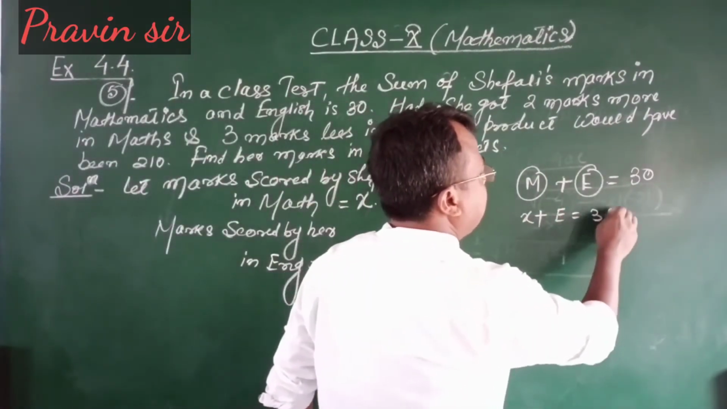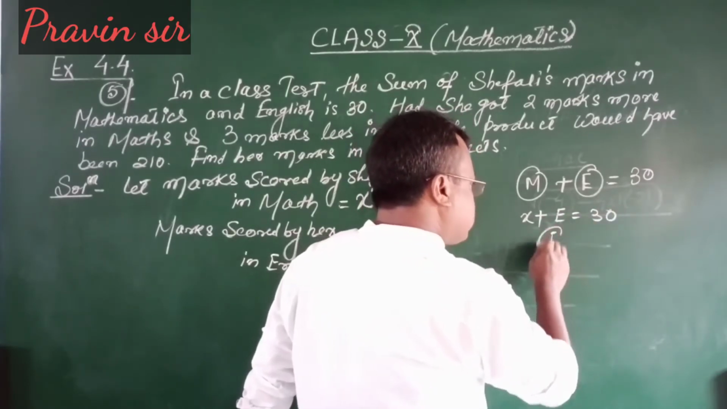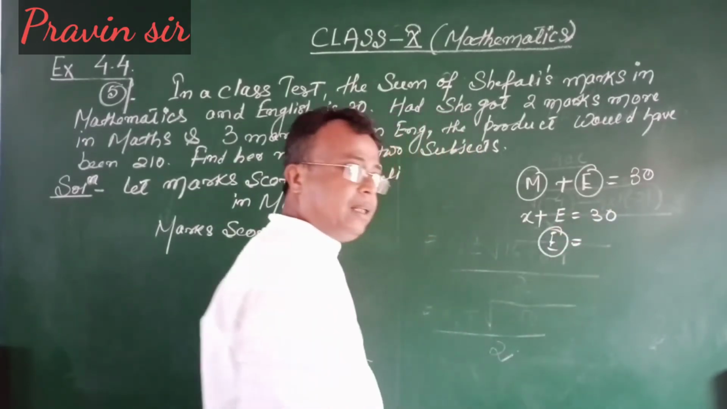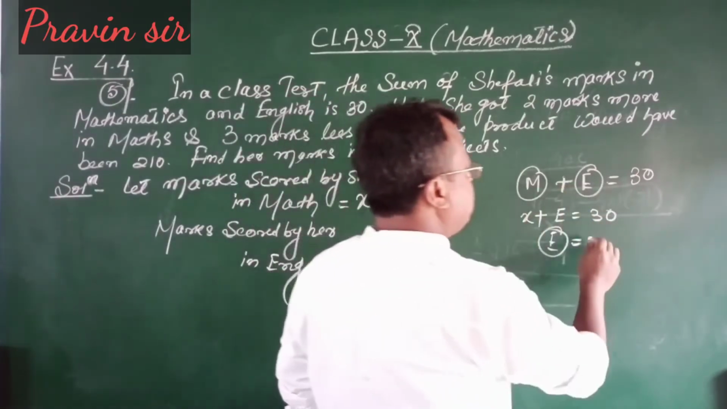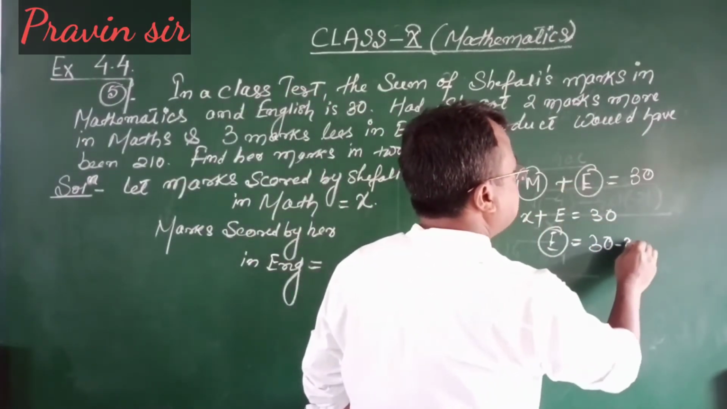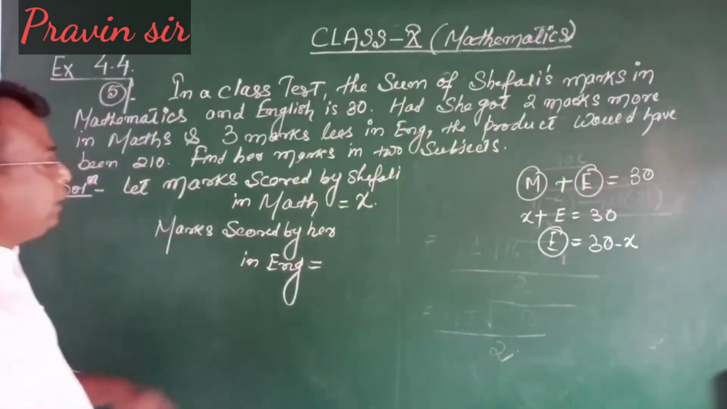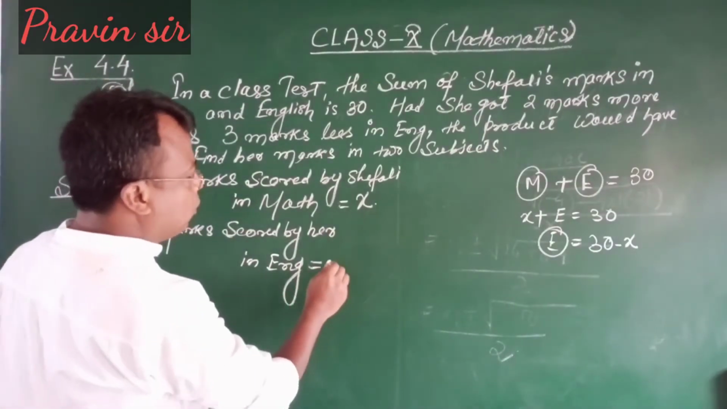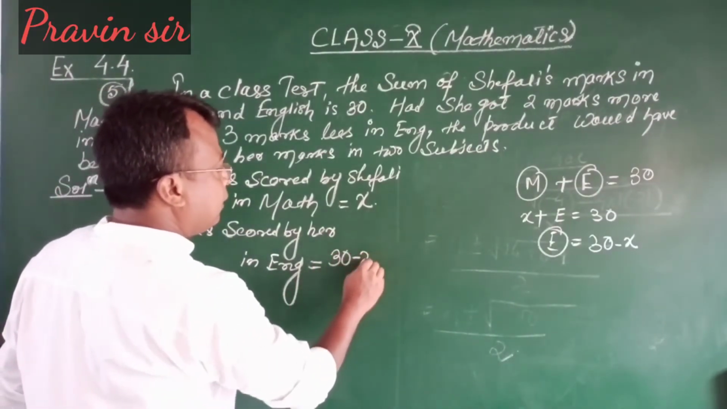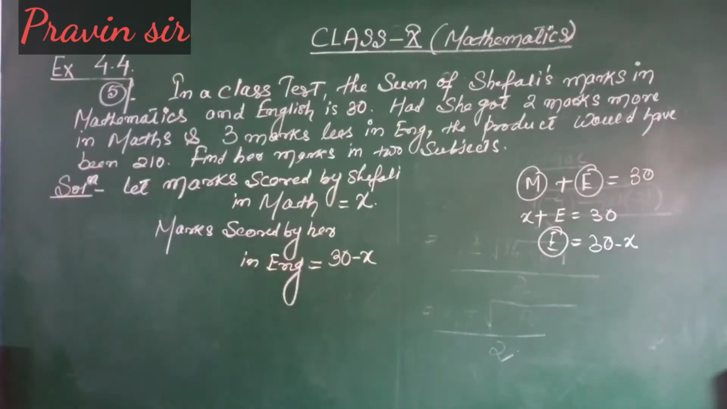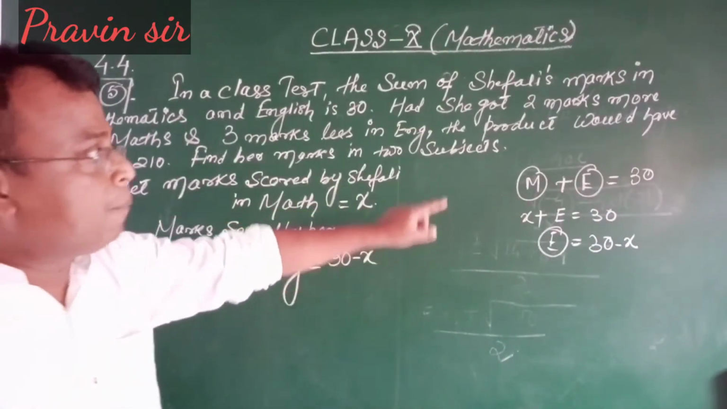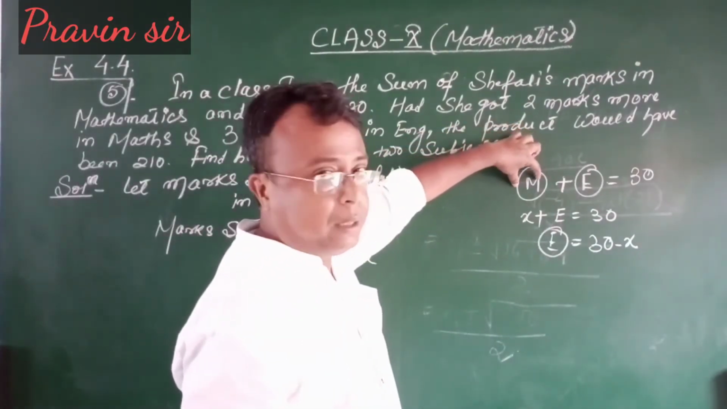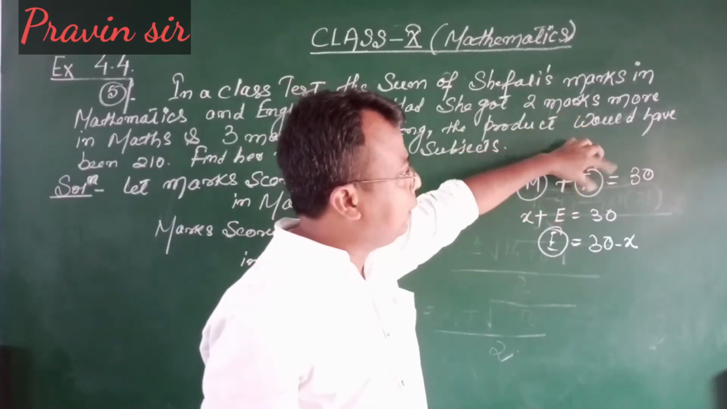So it is equal to 30. So we want the marks scored by Cephali in English. English is equal to what? Transpose this one to get 30 minus x. Clear? So in English, how much marks is scored? It is 30 minus x. How did I get 30 minus x? This is the explanation. Marks scored in mathematics plus marks scored in English is equal to 30.